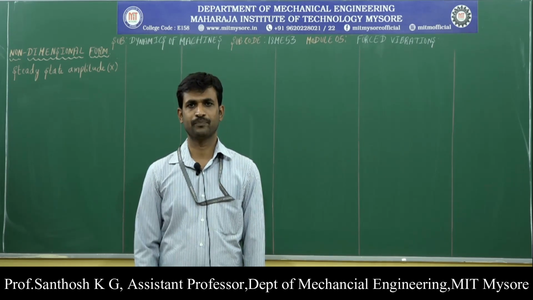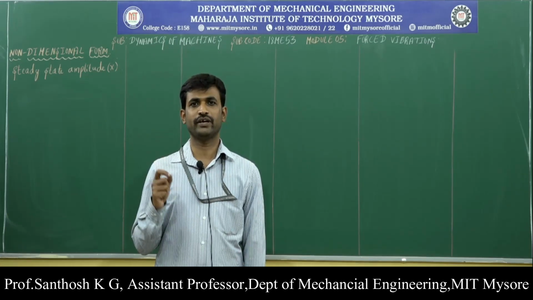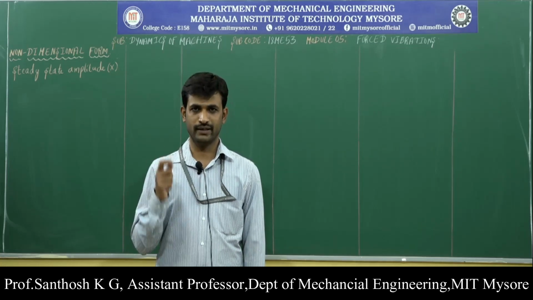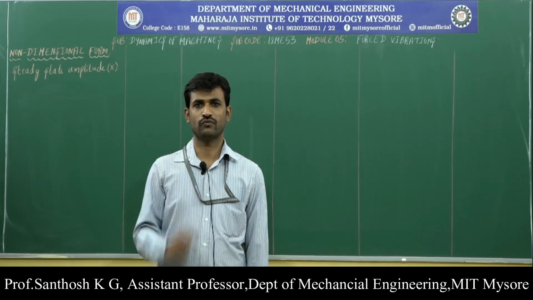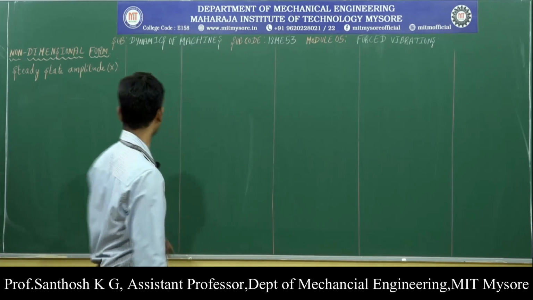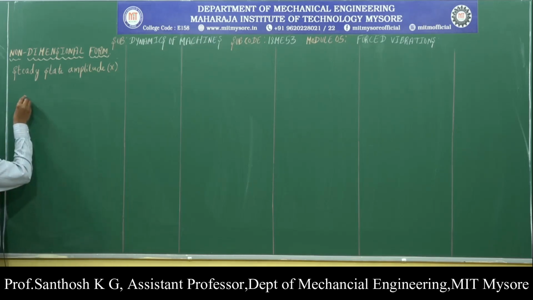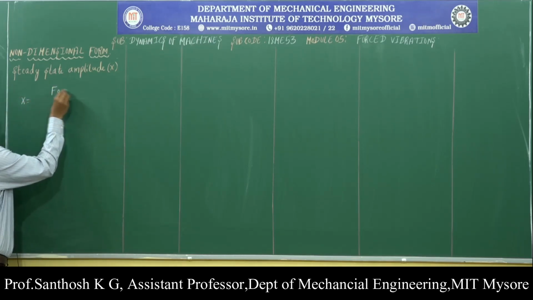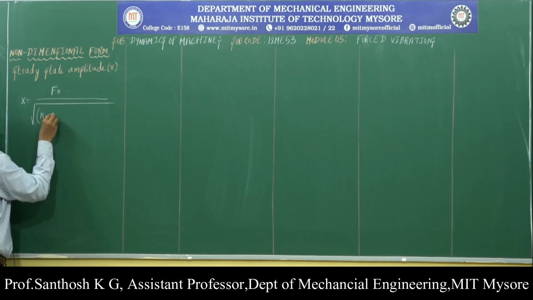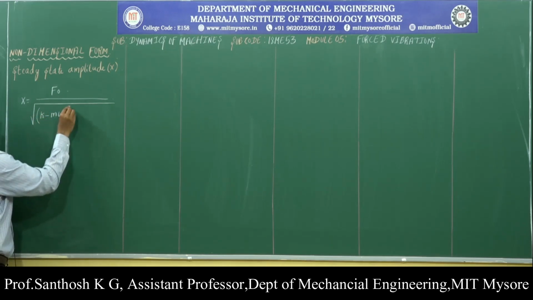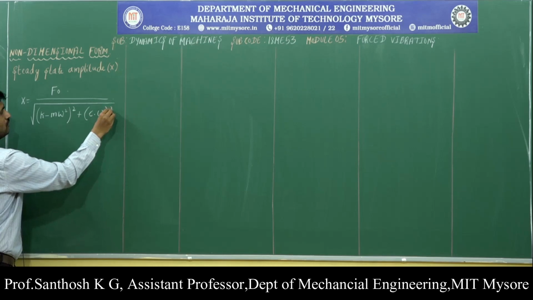In the last session, I derived the expression for the steady state amplitude and the phase difference phi when a spring mass damper system is undergoing forced vibration, and we got the expression for the steady state amplitude as X equals F naught divided by square root of (k minus m omega square) whole square plus (c omega) whole square.